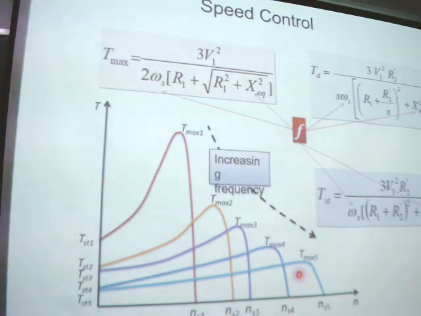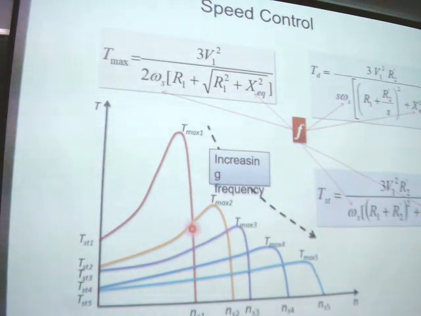It's not designed for that. We want high frequency and high torque. But using this method, the torque decreases. How to solve this problem? We use another method. We'll explain on the next slide.